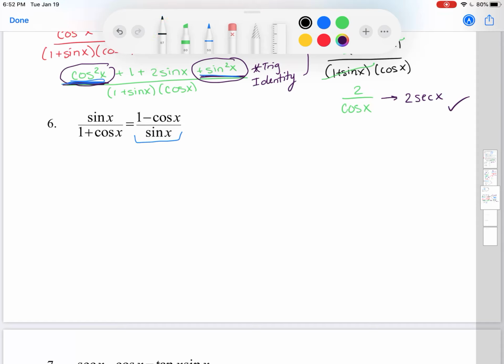All right, so what I'm gonna do is I'm gonna work with the right hand side, and I'm gonna start by splitting it off. 1 over sine x minus cosine x over sine x.